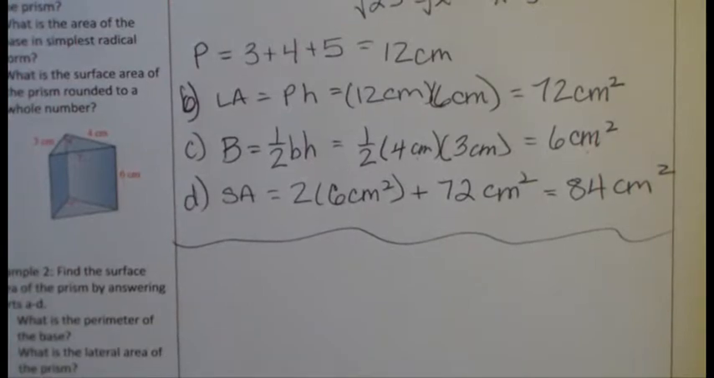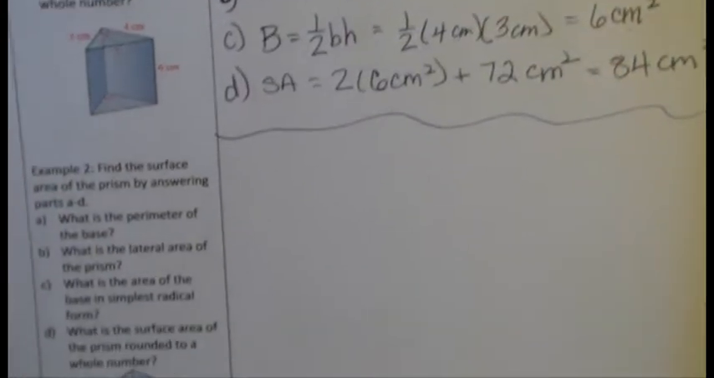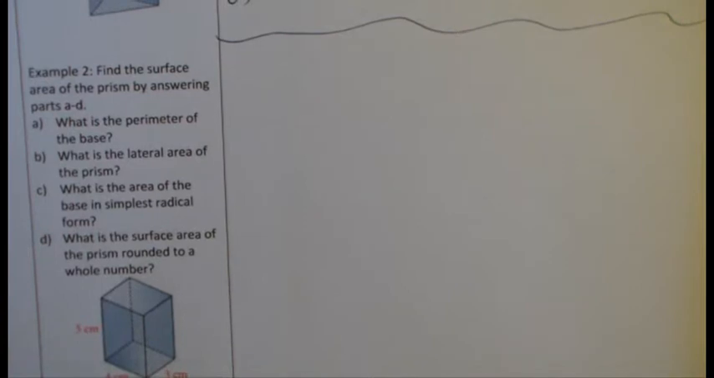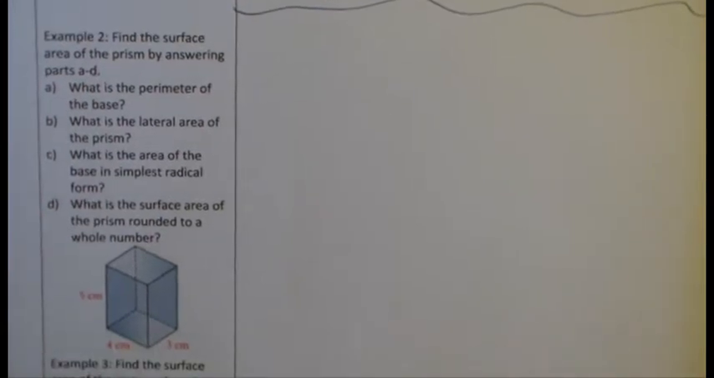Example 2. Find the surface area of a prism by answering parts A through D. A, what is the perimeter of the base? B, the lateral area of the prism. C, the area of the base. And D, surface area. So basically, same thing we did in the last example, except this time our figure is a rectangular prism instead of a triangular prism.